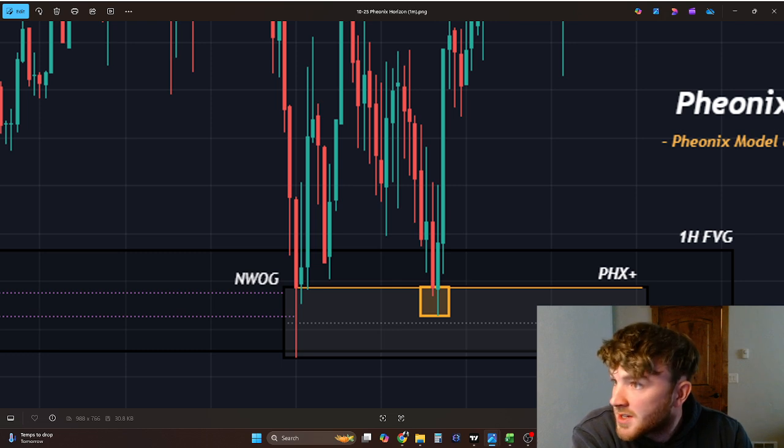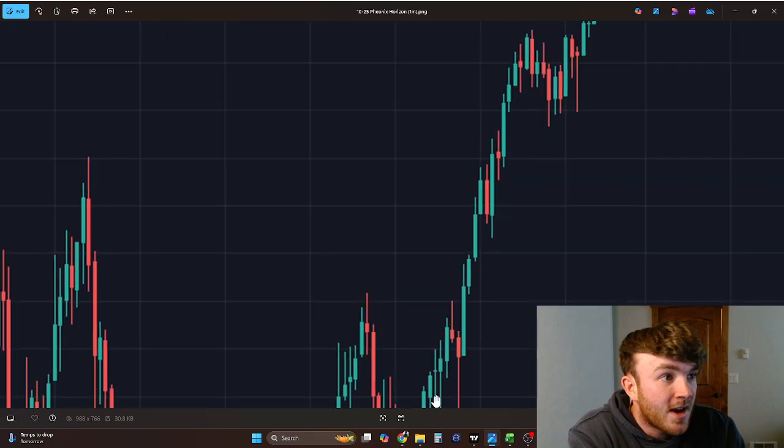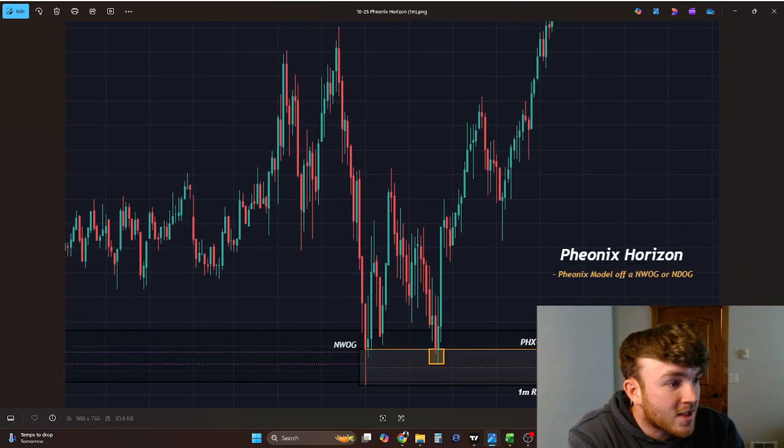I don't have a good screenshot of it. But you can see how that was perfectly the entry for Phoenix model. Stop loss at the low of the rejection block. And then we go higher. And then I was experimenting. That's what this is called.